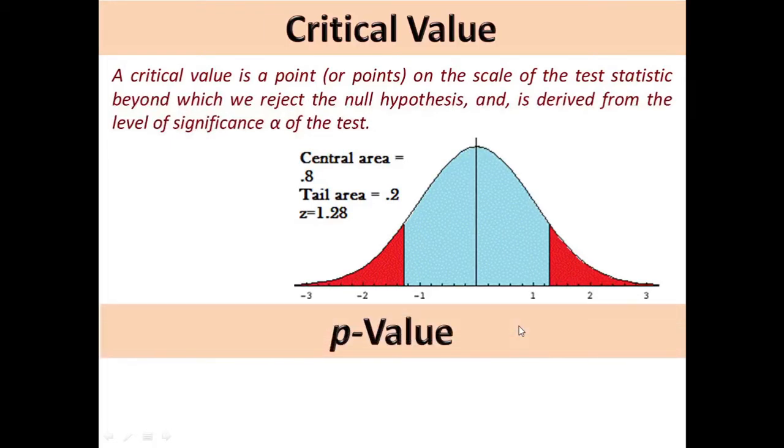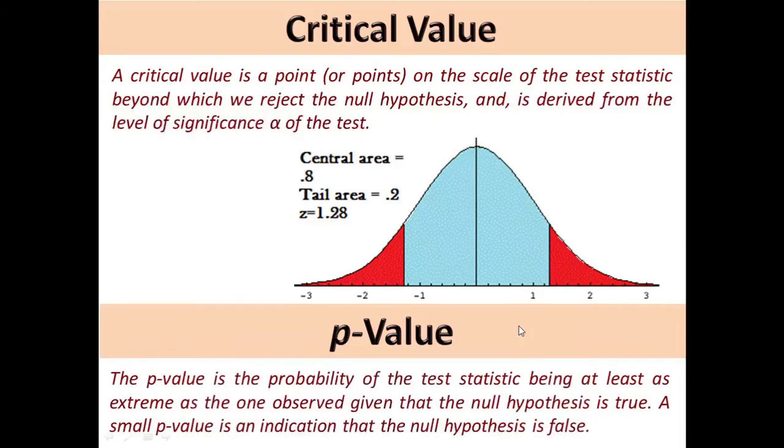P-value. It is another quantitative measure for reporting the result of a test of hypothesis. The p-value is the probability of the test statistic being at least as extreme as the one observed, given that the null hypothesis is true. A small p-value is an indication that the null hypothesis is false. The critical value and the p-value approach to hypothesis testing.